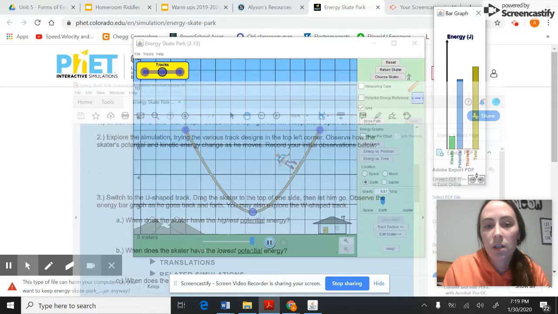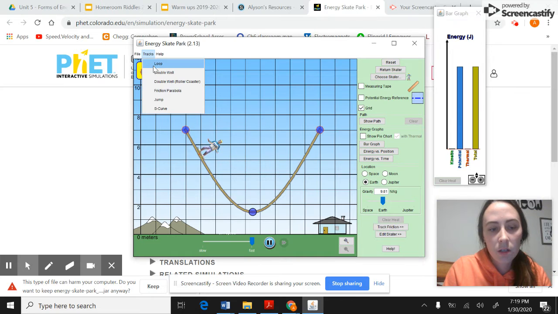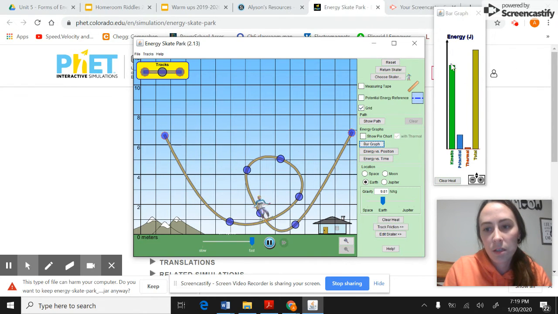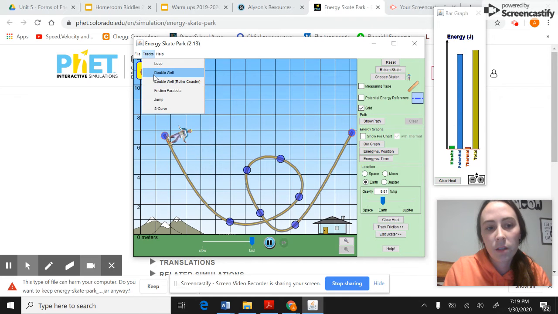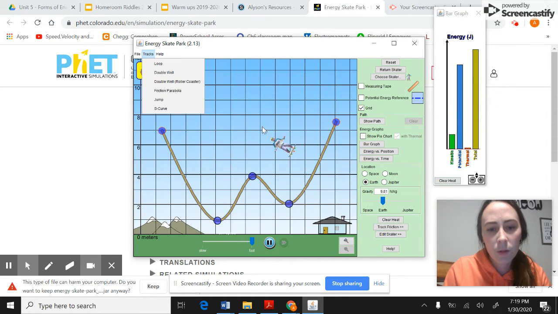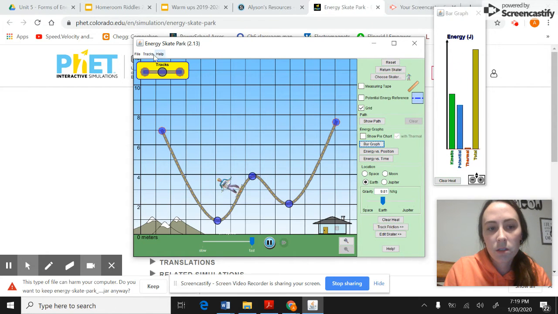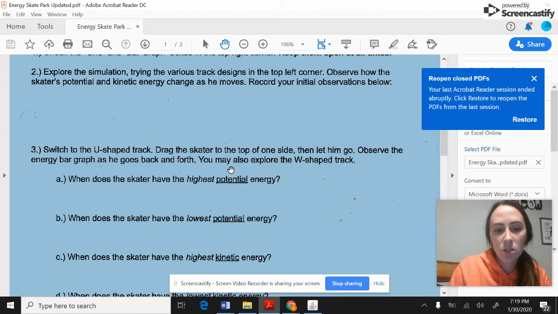Write your observations here. So there's this track. We got the loop, and when I do that, I see that he has kinetic and potential energy and that these bars are moving back and forth as he's going through the track. When I click double, well, I see that now there's thermal energy, and we talked about what that was. And I see whenever he's stuck, the thermal energy seems to be higher. And then this one is the friction parabola. So they're moving back and forth. And I notice that the total energy is not moving, but kinetic and potential is. So that would be one of my observations here.